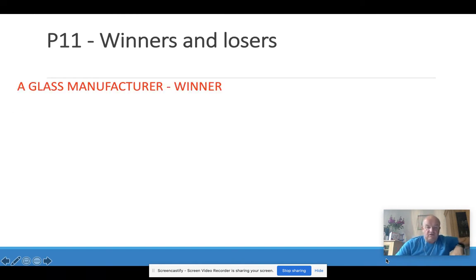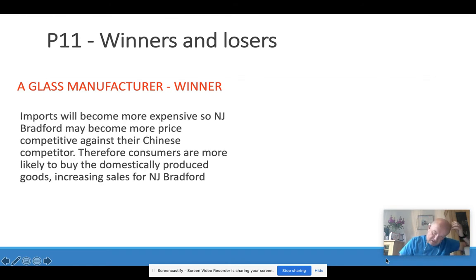Okay, next one then, glass manufacturer. In this situation, NJ Bradford is a UK business which supplies glass across a number of industries. Their main competitors come from China, offering cheap glass products. So in this instance, a weak pound is going to be a good thing because imports are going to become more expensive, and so NJ Bradford should become more price competitive against their Chinese competitor. So that should mean, as a result, consumers are more likely to buy from domestically produced suppliers, and that's going to increase the level of sales for NJ Bradford. So happy days for the glass manufacturer.